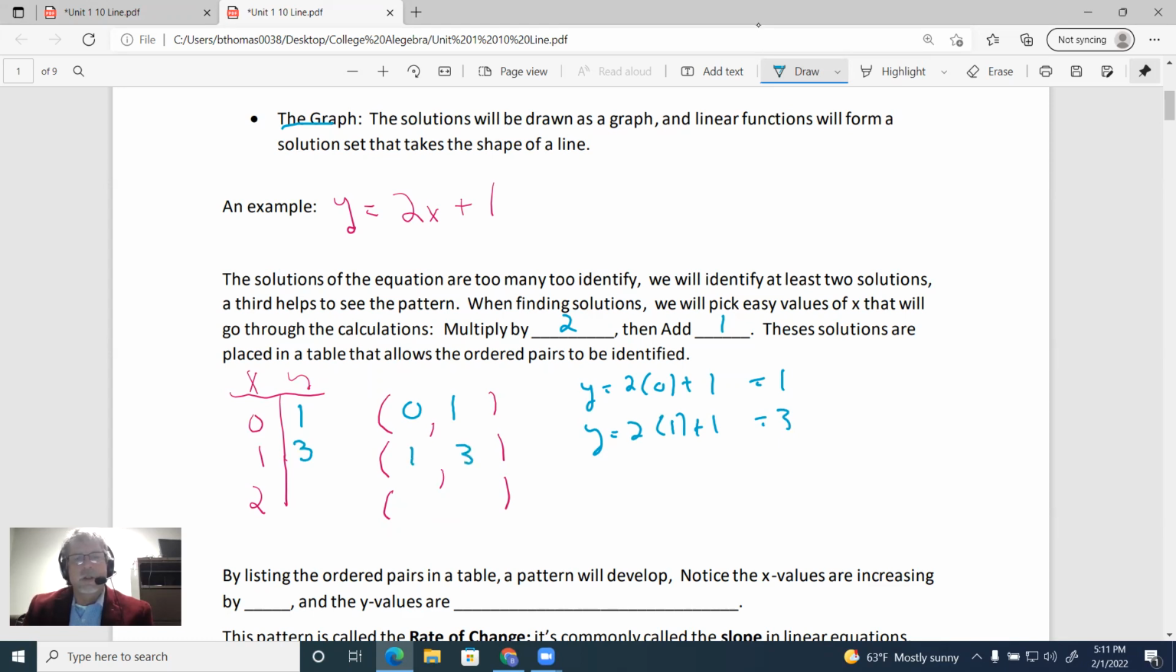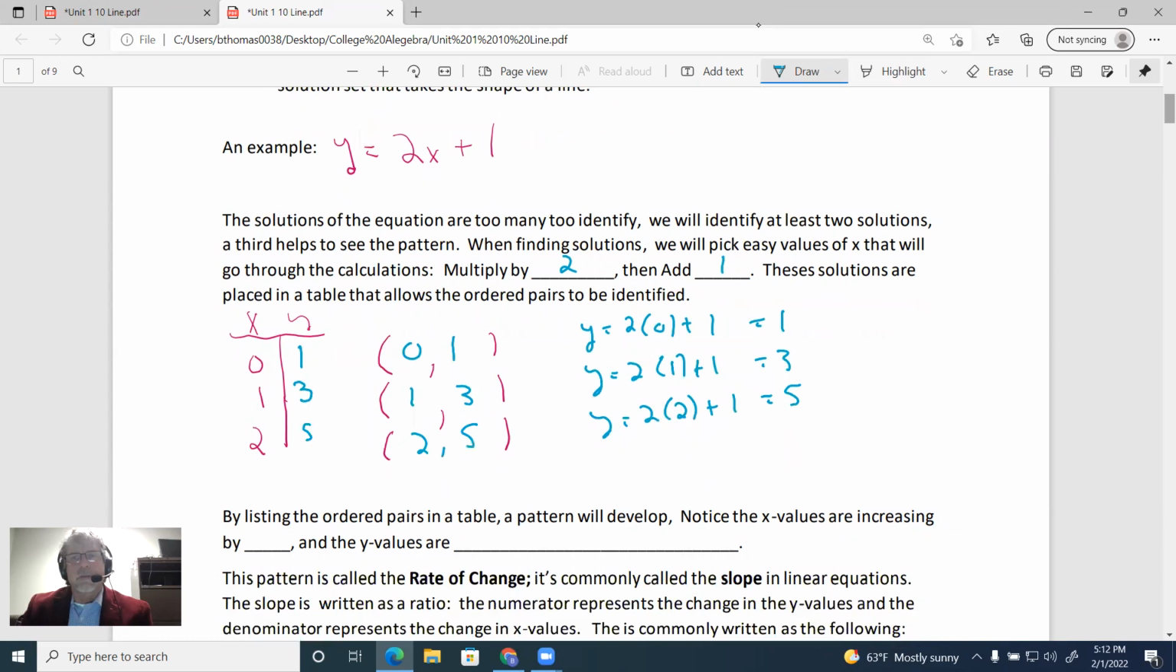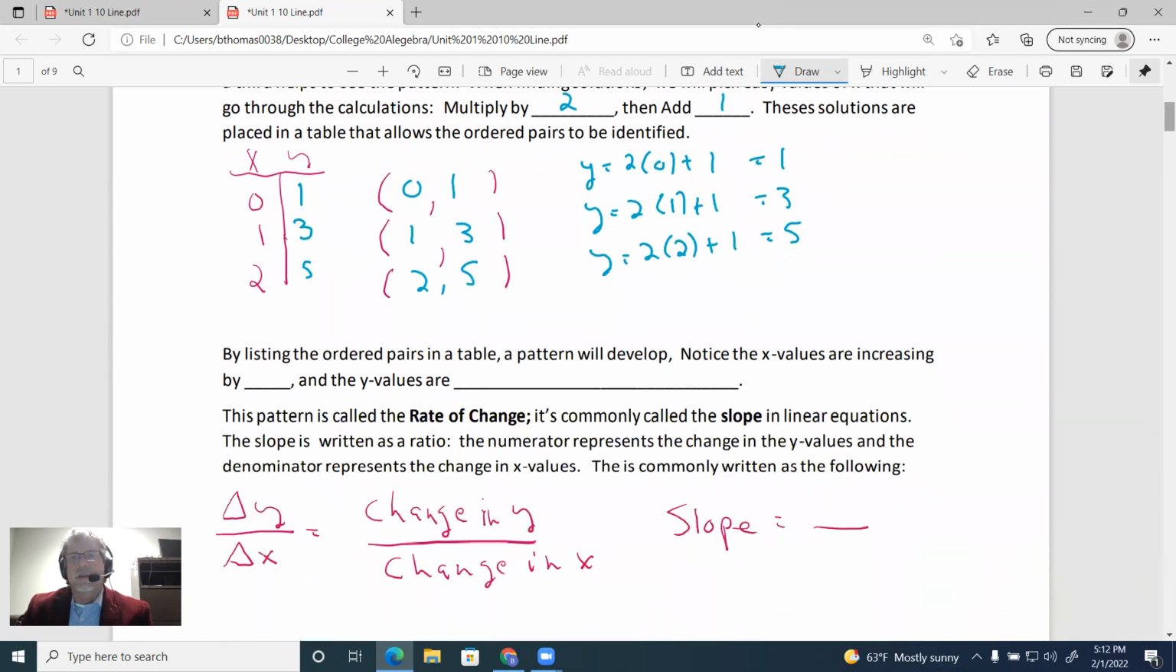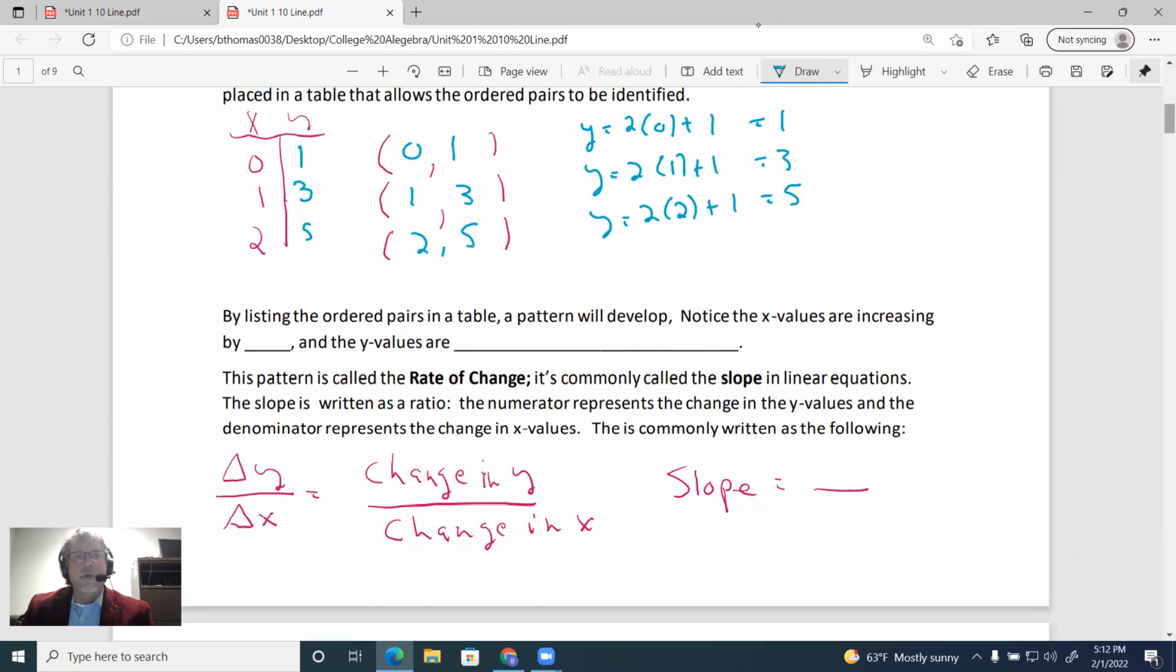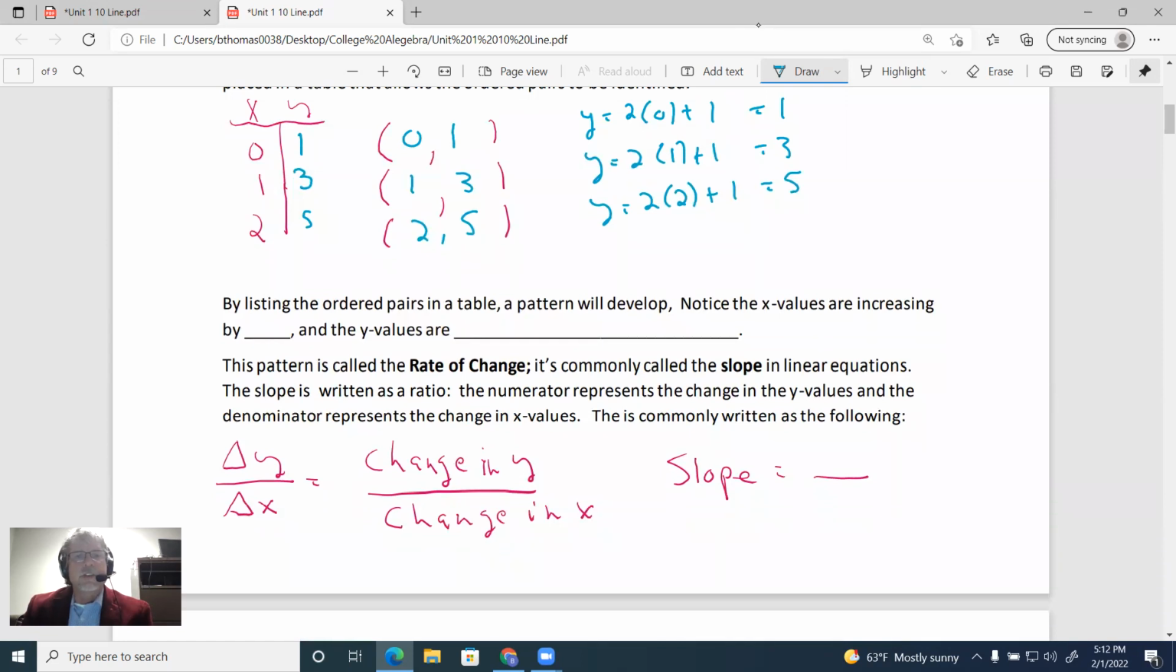If 2 goes in, we have y equals 2 times 2. And then we're going to add a 1. So 2 times 2 is 4, plus 1 would be 5. So 2, 5 would be another solution. So 2, 5 would be written as an ordered pair. Again, there's more than these three solutions, but all we have to do is identify a few of them. And so what we're going to do, by listing these ordered pairs in a table, you're going to start to see a pattern develop.